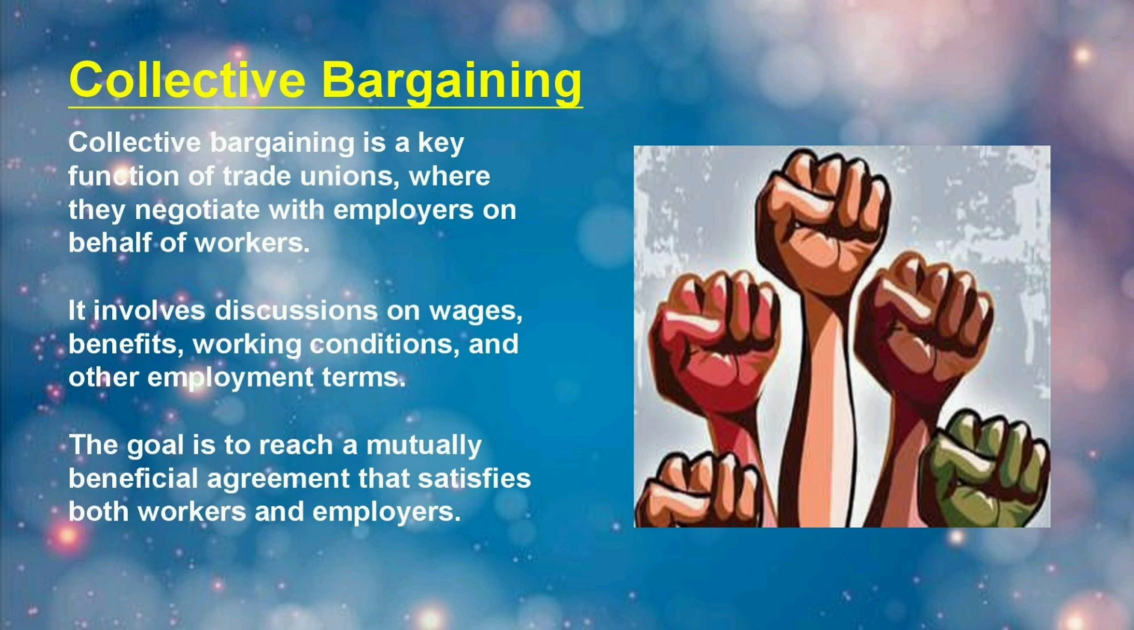Collective bargaining. Collective bargaining is a key function of trade unions, where they negotiate with employers on behalf of workers. It involves discussions on wages, benefits, working conditions, and other employment terms. The goal is to reach a mutually beneficial agreement that satisfies both workers and employers.